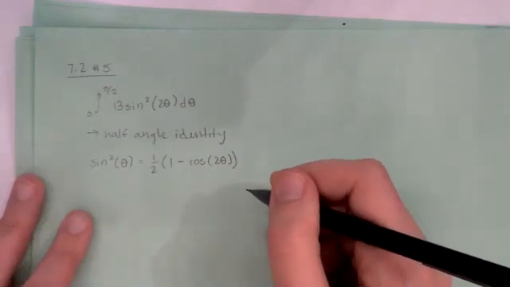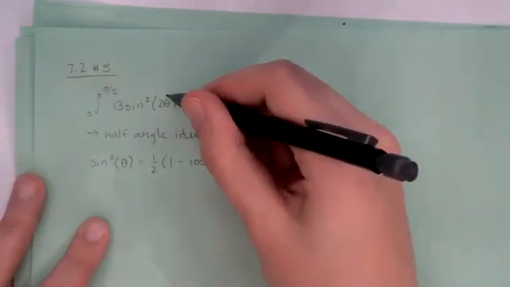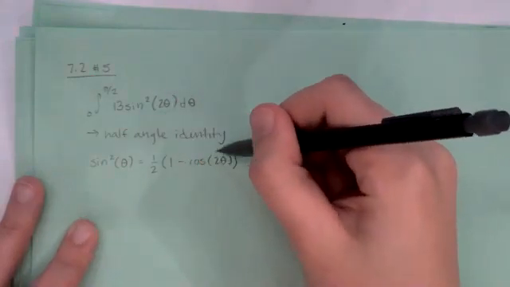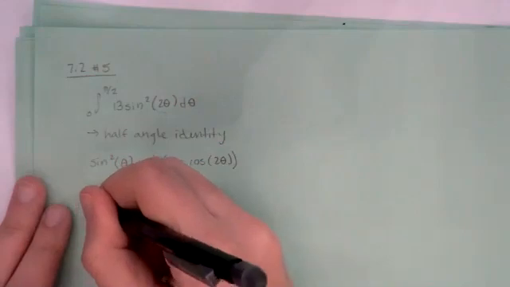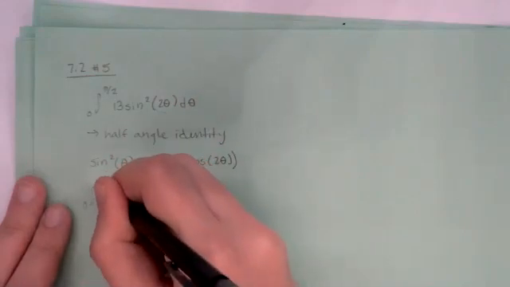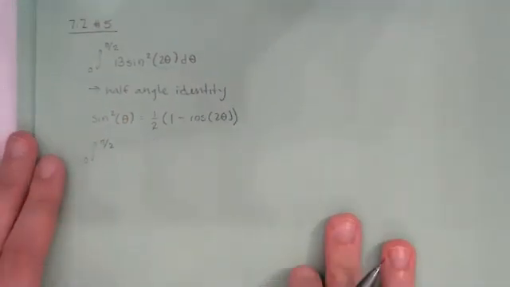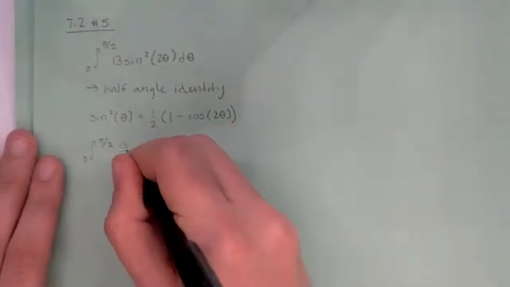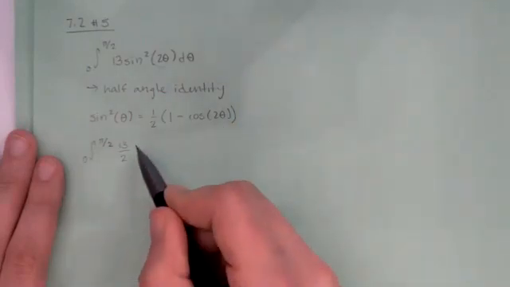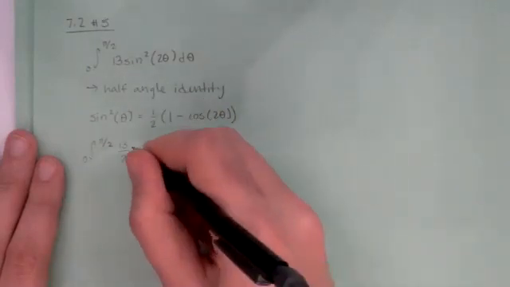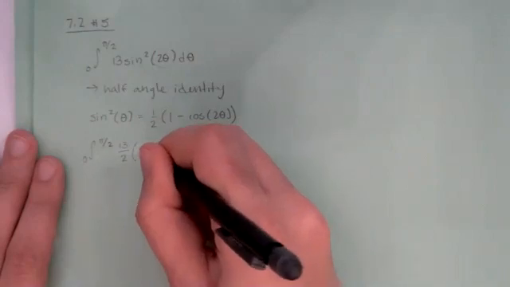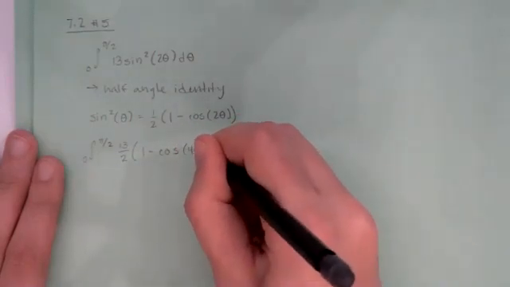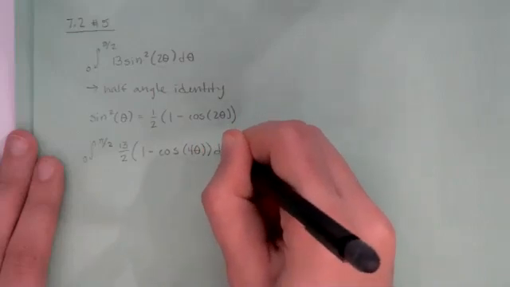So the only thing that's different here is that we already have a 2 theta in here. So that just means that the 2 will carry on and just become a 4. So if we want to rewrite this, that means we go from 0 to pi over 2, and it's going to be of 13 halves. Just going to go in and distribute that 13 to that 1/2 right now, times 1 minus cosine of 4 theta d theta.